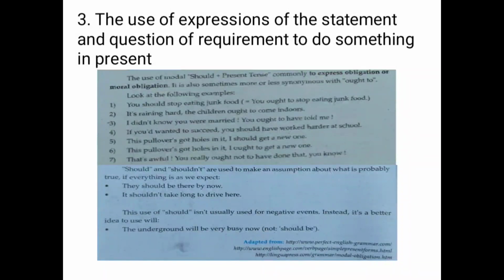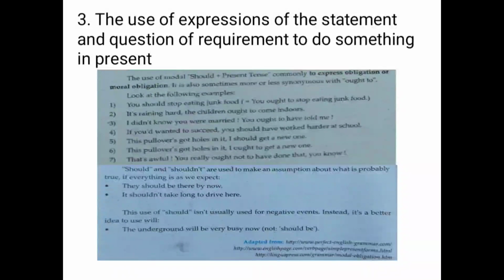It's raining hard. The children ought to come indoors. Number 3, I didn't know you were married. You ought to have told me. Number 4, if you'd wanted to succeed, you should have worked hard at school. Okay, I will repeat, I was mistaken. Number 4, if you'd wanted to succeed, you should have worked harder at school.